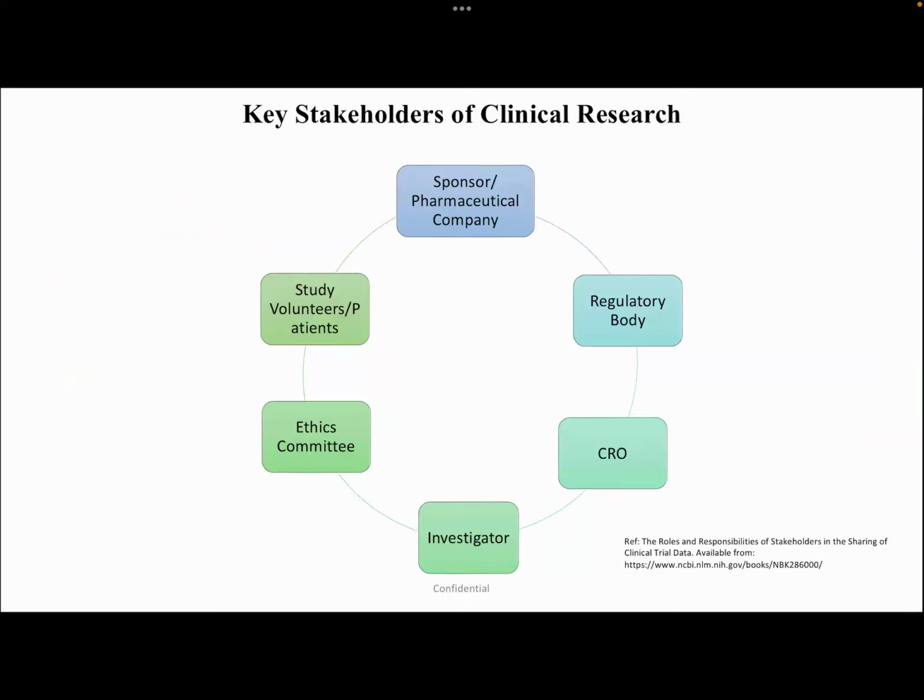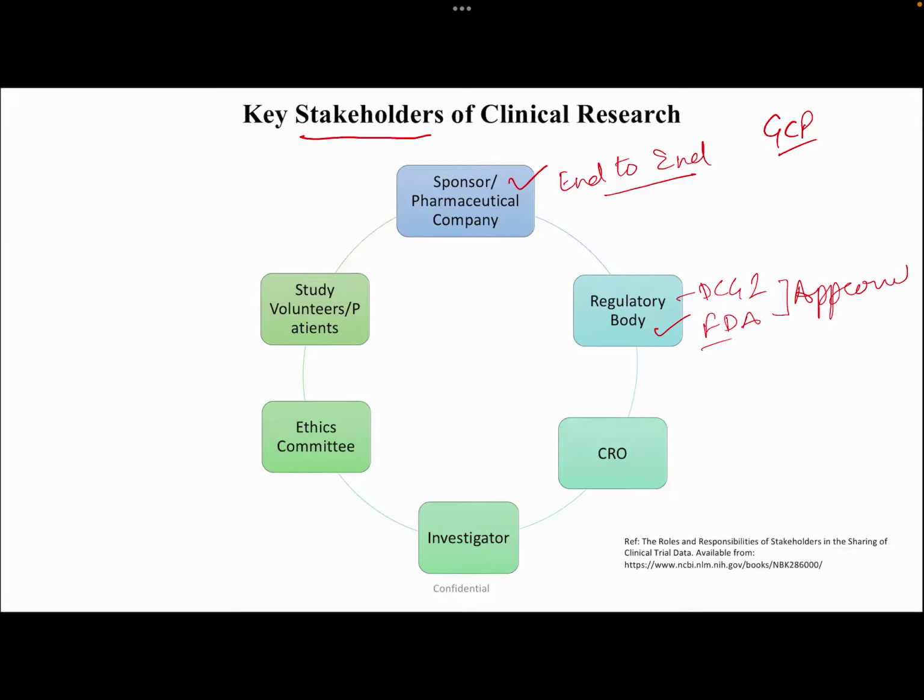Now, who are the important people in clinical research? Again, if you are having an interview, you should know about these things. Sponsor: you should know the responsibility of a sponsor, end to end. The end-to-end responsibility of a clinical trial is the responsibility of a sponsor. We will learn the responsibility of a sponsor in GCP. Regulatory bodies like DCGI, FDA: what is their responsibility? Because they are going to give you approval. They are the ones who will give you the license to sell the drug in the market.